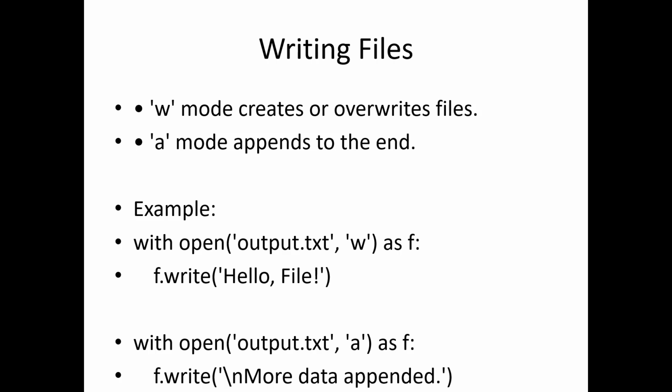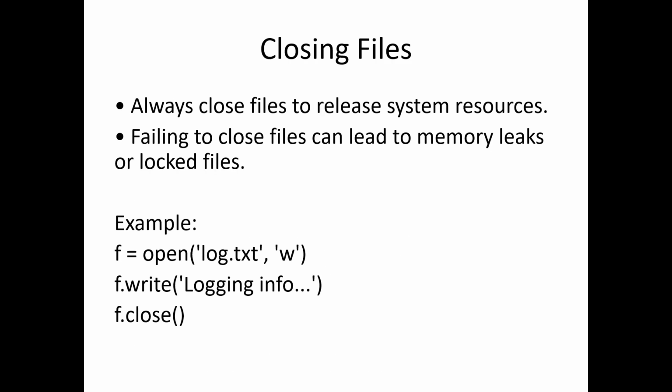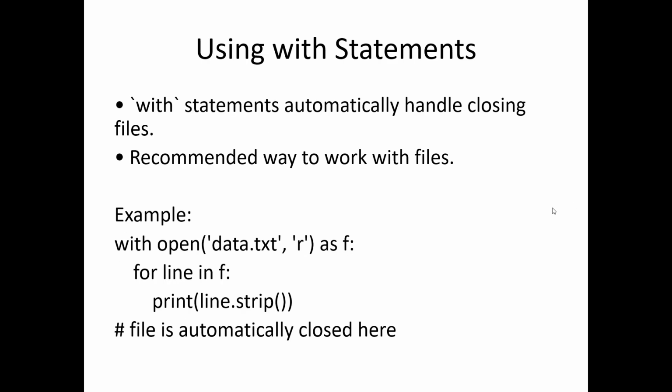So, writing files. To write to files, we use w or a mode. So w creates or overwrites a file, and a appends to the existing content. So, how do we close a file? Closing files is essential for good resource management. If we forget to close a file, data might not get written to disk, or the file could remain locked. Always make sure to call dot close parenthesis after file operations, or better yet, use with, which does it automatically.